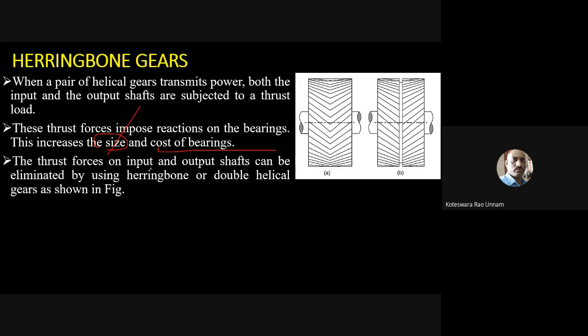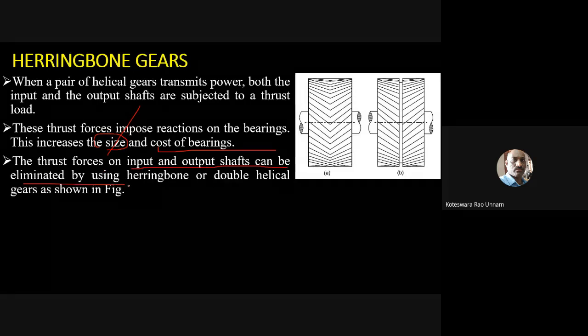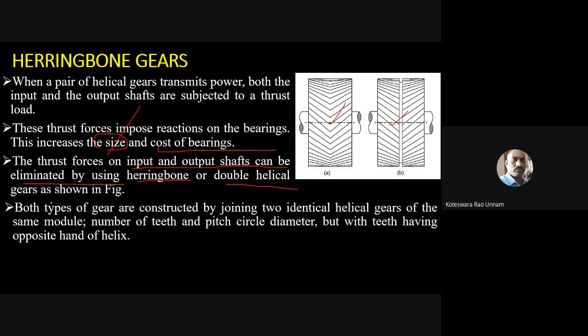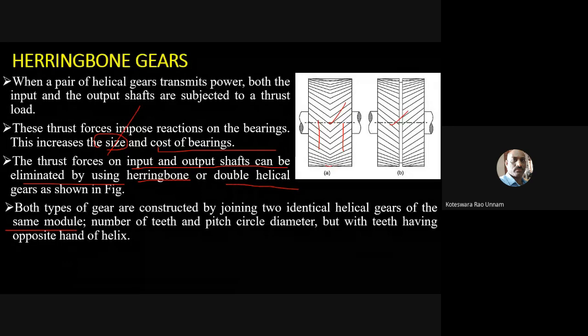The thrust forces on input and output shafts can be eliminated by using herringbone or double helical gears, which we already discussed. Both types of gears are constructed by joining two identical helical gears of the same module. So this is the condition here: the module should be the same on these two gears. Here these two are joined. Here also two gears are joined, but here hand to hand it is joined. Here there is a clearance. That is the only difference.